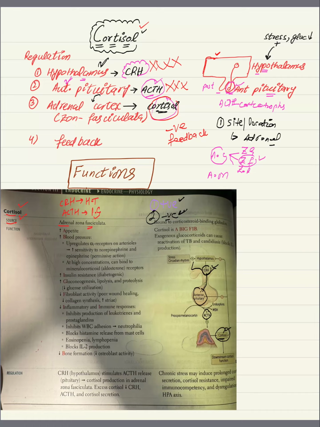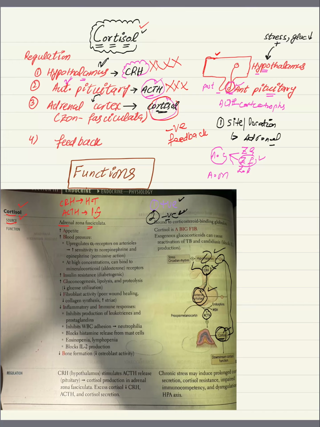So please remember this point. This cortisol will go back, and negative means it is going to inhibit the hypothalamus and anterior pituitary. So these are the important points. Now another very important point: we have to understand the situations in which our body is going to produce cortisol, because please remember this point.